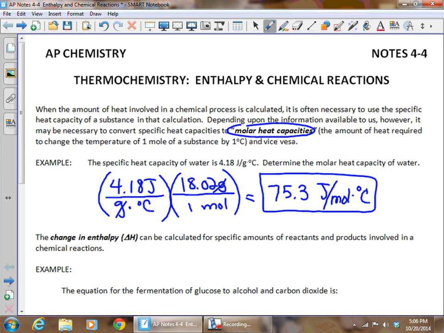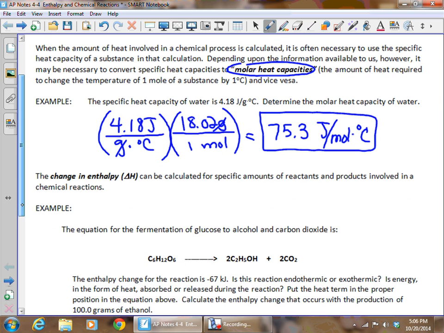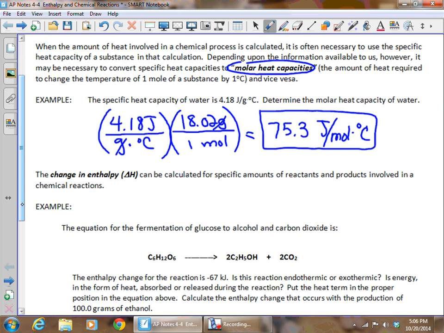We can take a molar heat capacity then and simply change that back to a specific heat capacity by doing the same thing. We'll end up flipping that molar mass conversion factor in order to do it, but we can then end up back with grams on the bottom again.